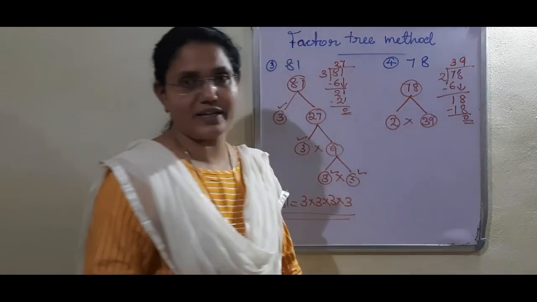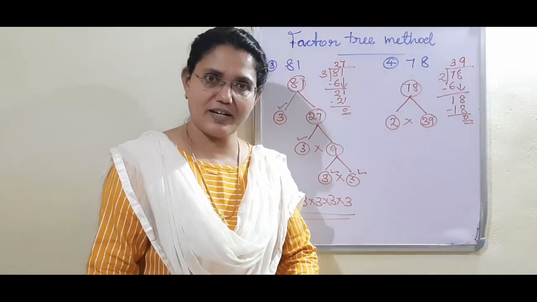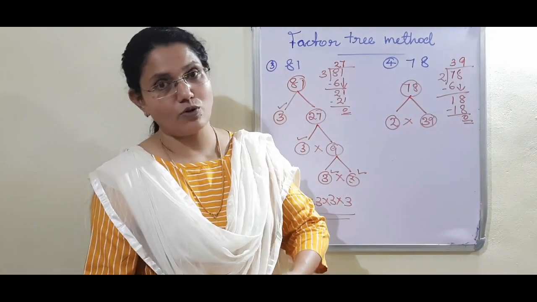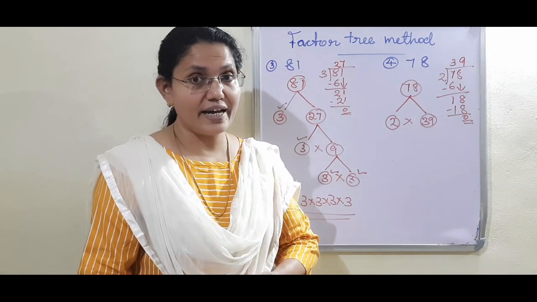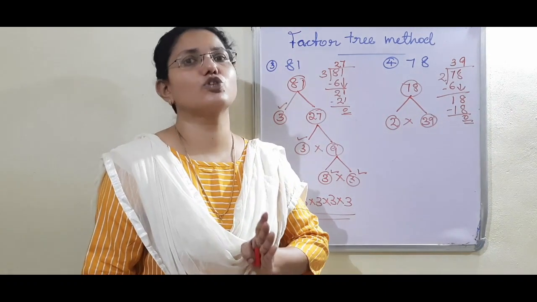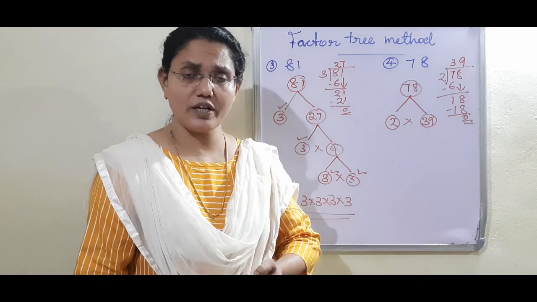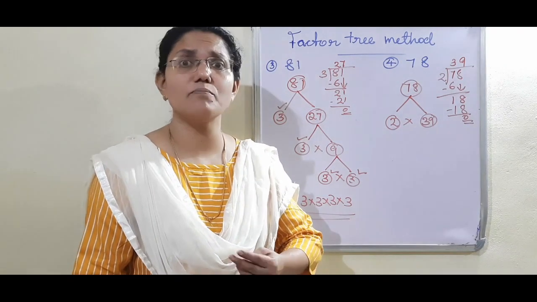Use the divisibility test. If the number is an even number, 2 is a factor. How to find the other factor? Divide the given number by 2. And if it is an odd number, first you have to check the sum of the digits.